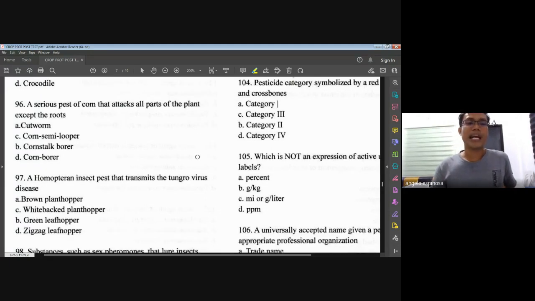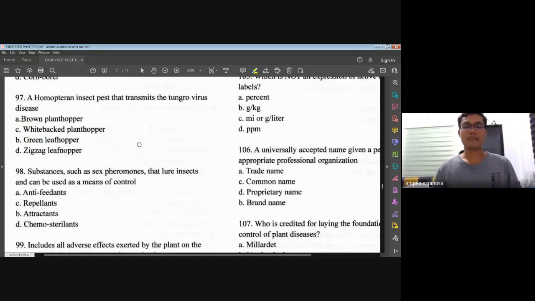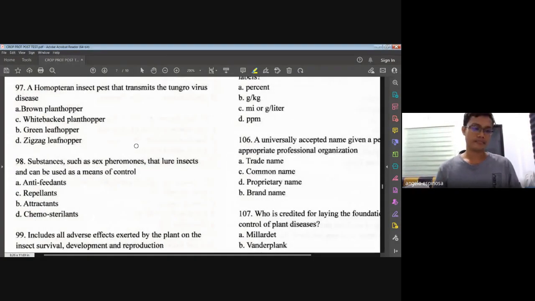Okay? And we have 96, a serious pest of corn that attacks all parts of the plant except the roots. The correct answer for this is letter A, cutworm. It consumes the stem, panicles, and the crown part. 97, a homopteran insect pest that transmits the tungro virus disease, is also known as green leafhopper. I already told you that: GLH or green leafhopper, Nephotettix virescens, is the one transmitting tungro virus disease.